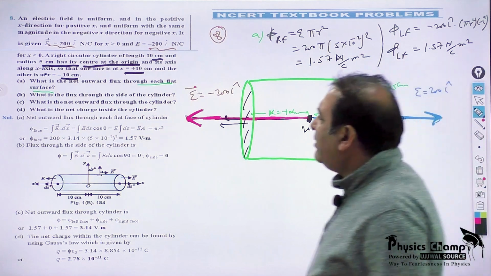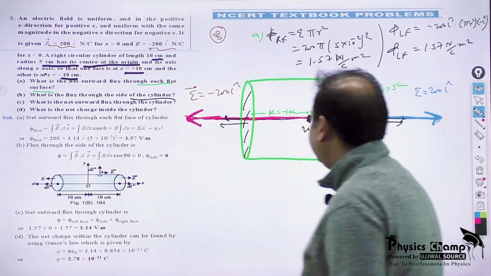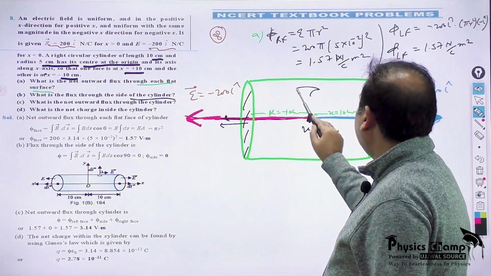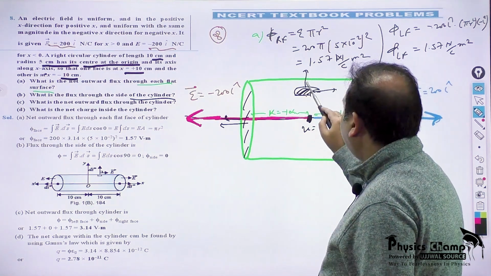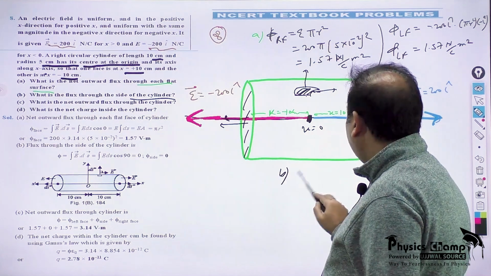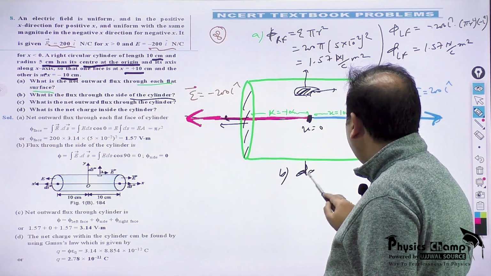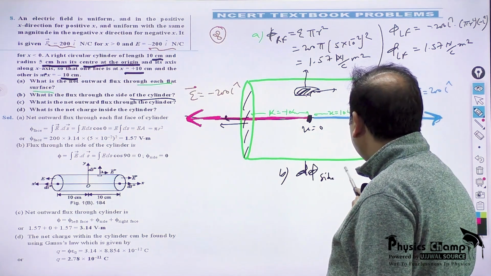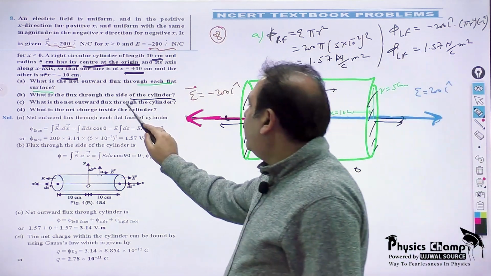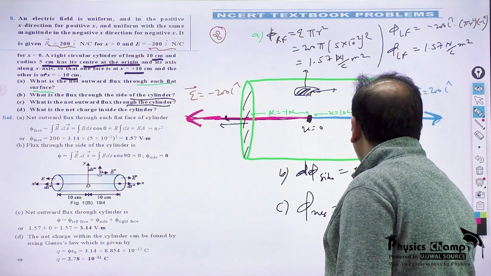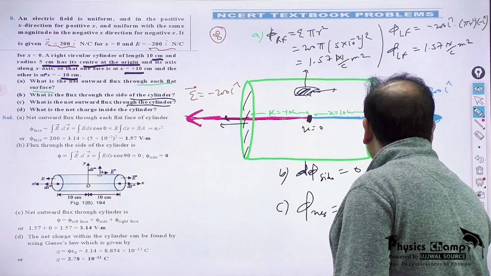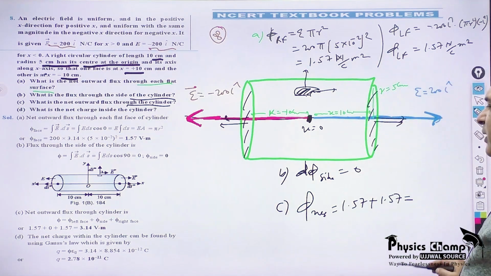Second, what is net flux through the side of the cylinder? So take a side, the curved surface, electric field will be here and area vector will be here. So the flux through the side, d phi through the curved surface, will be 0. What is the net outward flux? It will be 1.57 plus 1.57. So the net outward flux will be 3.14 Newton per coulomb meter square.